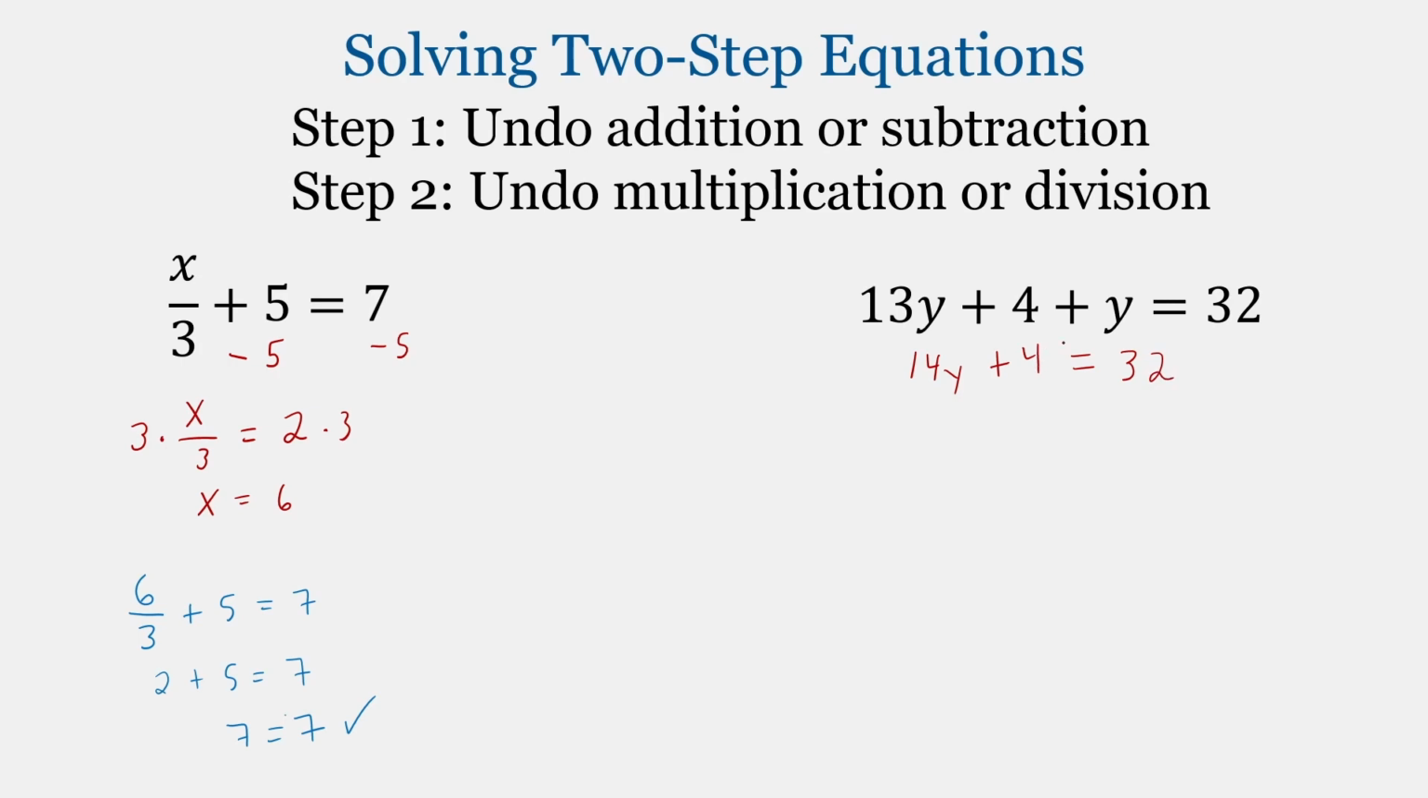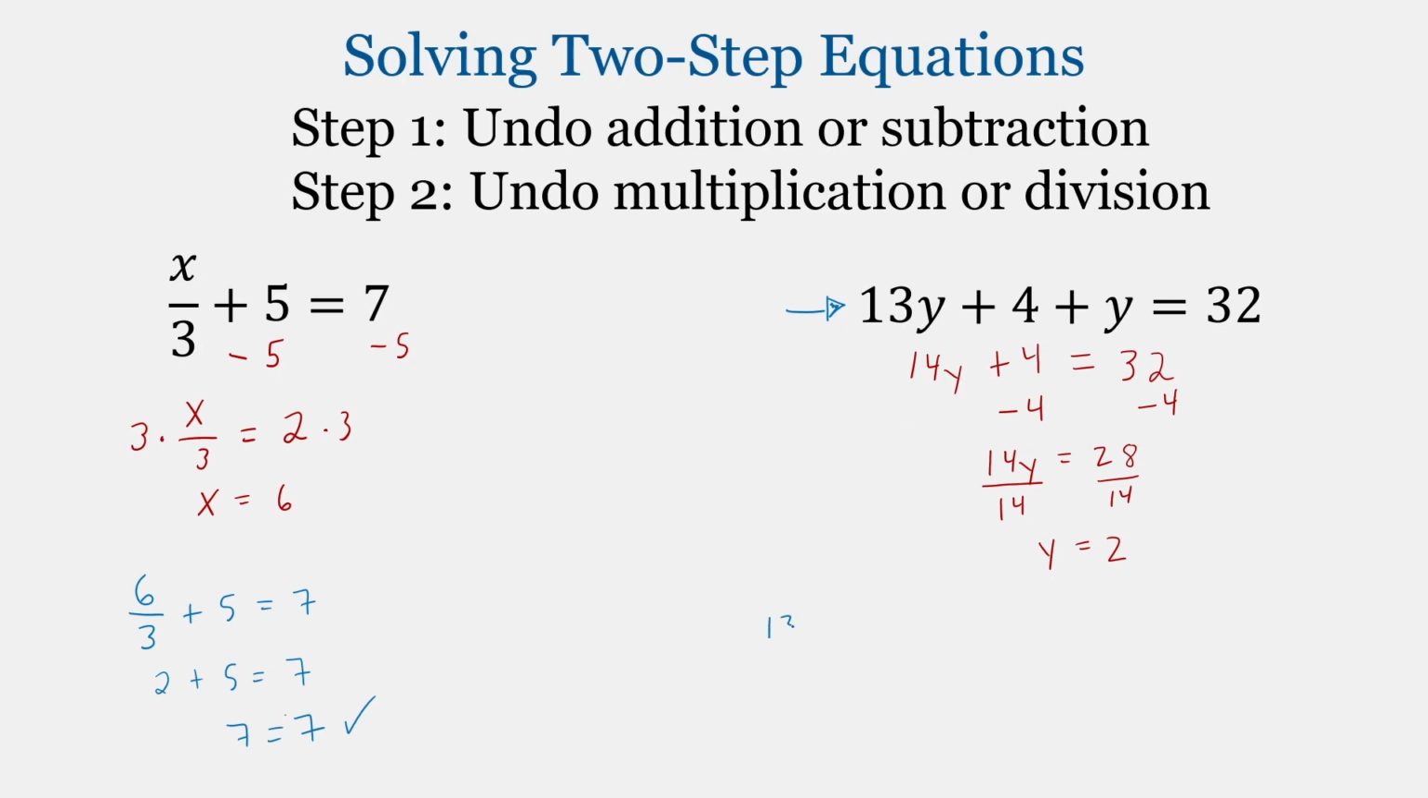And now we'll do step 1. We'll undo that addition by subtracting 4 from both sides. That gives us 14y equal to 28. And then we'll undo multiplication by dividing both sides by 14. And we end up with y equal to 2. Checking the answer, we always go back to the original equation when we check our answer, just in case we made a mistake early on.